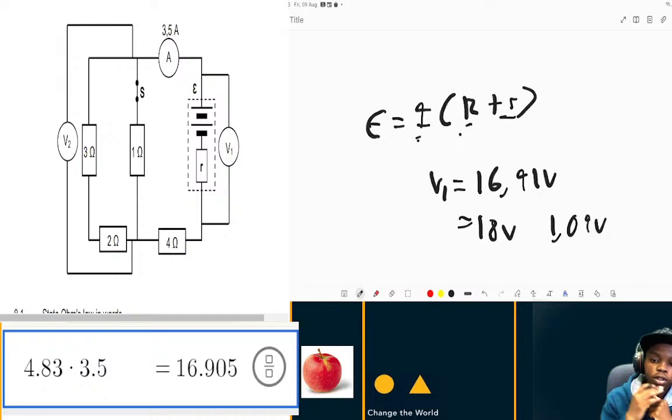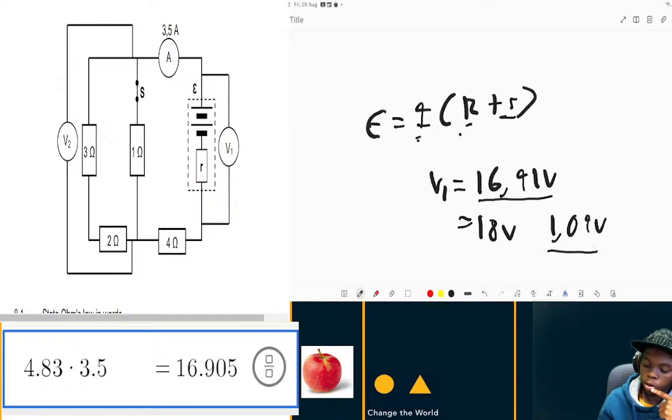That's the one we have across the circuit, but that's not the EMF, because you must define EMF first. EMF is the maximum energy supplied by the battery per coulomb of charge. So that means that's the maximum voltage supplied by the battery. Now, the battery itself is not necessarily 16.91 volts. It might be 18 volts, but because of the internal resistance, we don't get the total voltage going out.